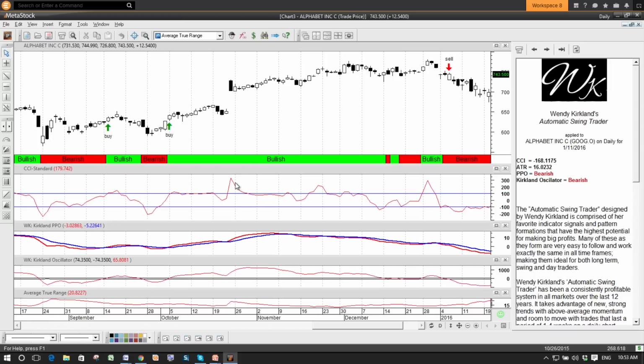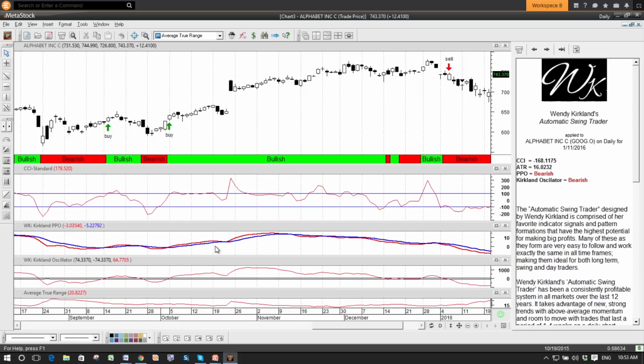What she wants to do in her system is find stocks that are either overbought or oversold. That's the first step. There are actually more steps involved, but this is the first thing we're going to talk about. She's using a standard CCI. If it's overbought, then she's going to look for a change in direction or a change in trend. And to do that, she uses her next indicator. So right here, you'll notice a PPO. This is the Kirkland PPO.